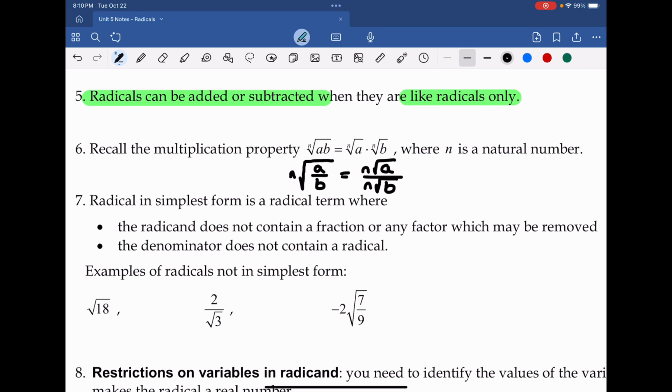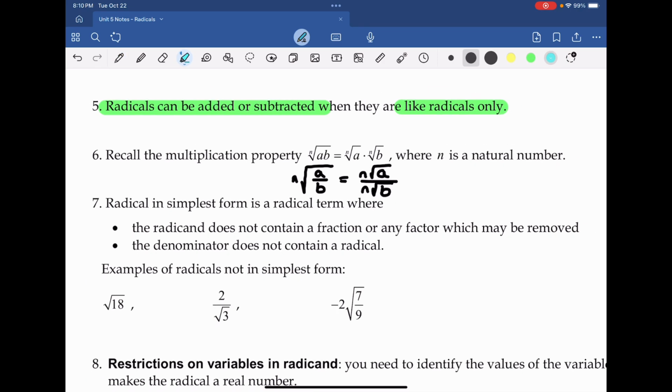That wouldn't make sense here. Okay, now something very, very important we want to highlight here is radicals that are in their simplest form occur when the radicand does not contain a fraction or some sort of fractional value or any factor which can be removed. So we don't want to have any sort of perfect square that could technically be removed, or a perfect cube that could be removed, or even a higher radical.